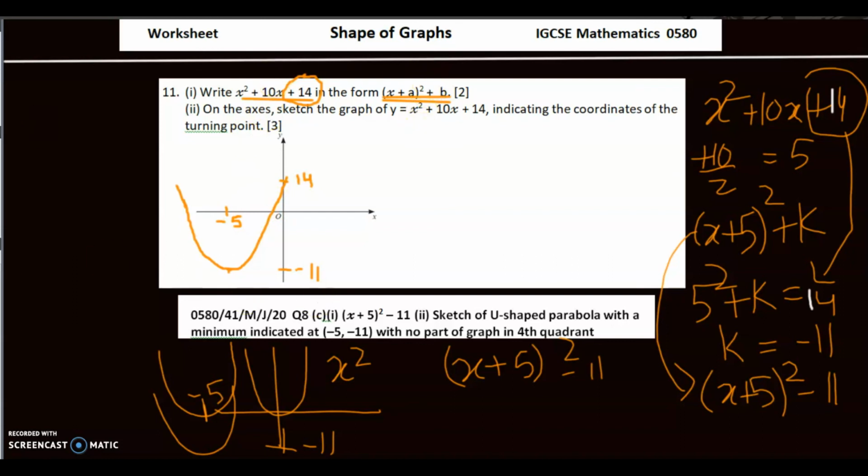Again, quickly, how do you find the turning point? Reverse this sign, this becomes minus 5. And retain this sign, this is minus 11. So minus 5 comma minus 11 is the turning point, and make a U-shaped graph over here.